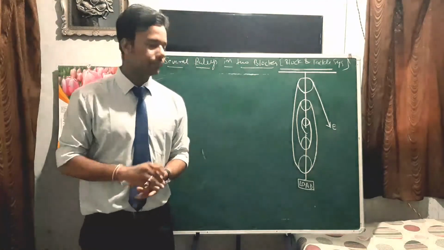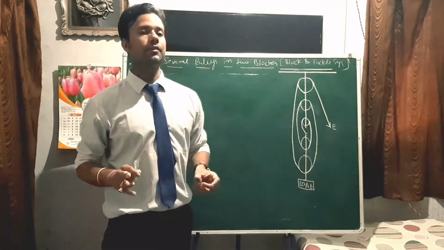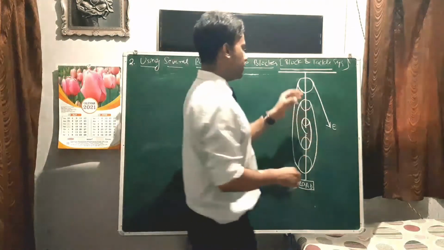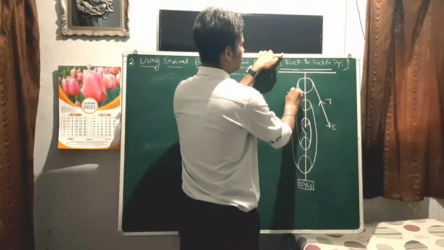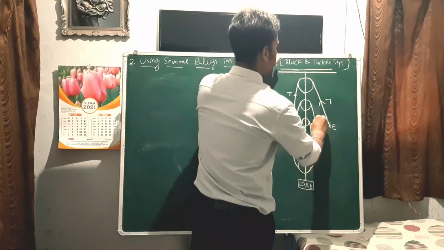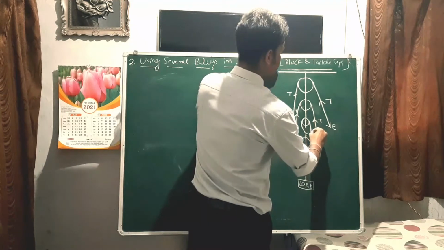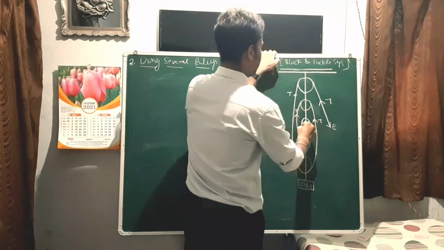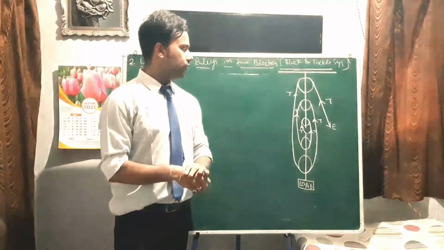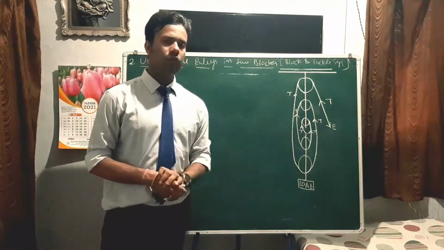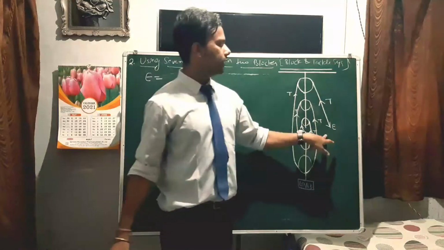Now let's apply the tension. Because we have wound the whole system with a single string, the tension in every string will be the same. So let's say it will be T. It will be T here, T, T, T, and the last T. Okay, so we have shown the tension in the string. What will be effort? Effort E, you can see the effort is balanced by the single tension T.